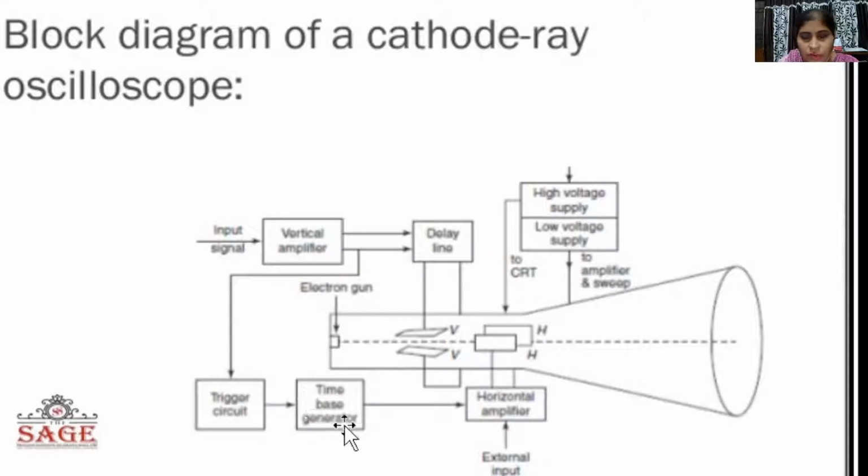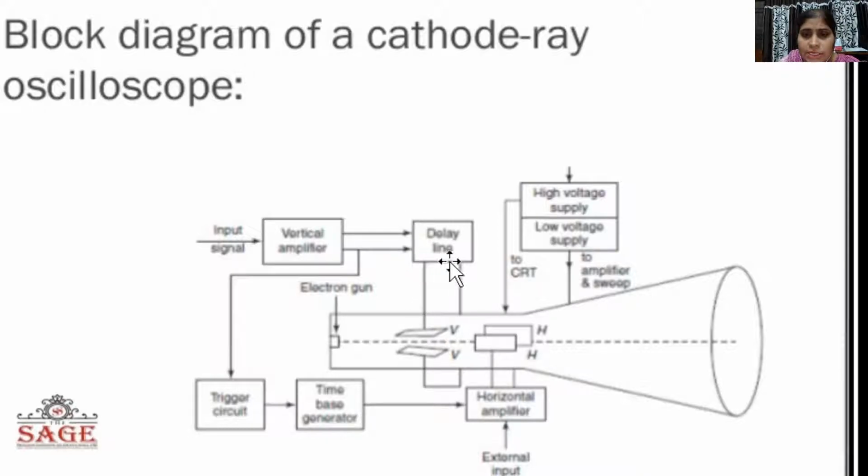The output of this goes to the time-base generator, and the output of this goes to the amplifier. And the output of this time-base generator is generating the sweep signals. This is amplified with this amplifier and given to the H plates or the horizontal deflection plates. And the vertical amplifier output is going to the vertical deflection plates, also called V plates, and sometimes Y plates also.